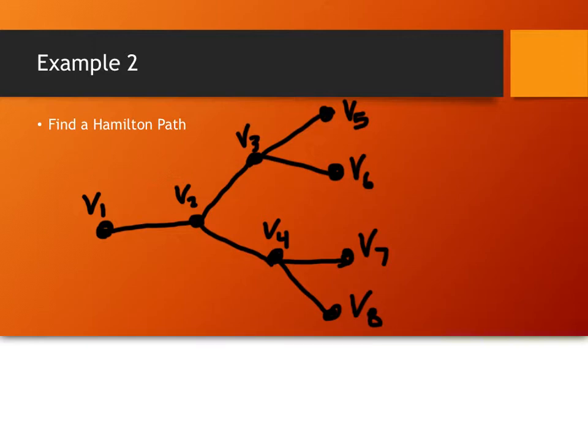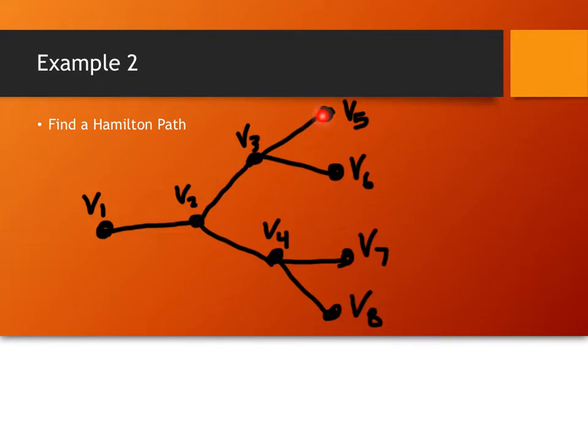Now, hopefully you've done that and you've tried some things. You may think to start at V1 again. Well, after you go to V2, you have a split off. And so if I go from V1 to V2, if I go to V3, I cannot get back to this side of the graph. If I go to V4, I can't get back to this side of the graph. So starting at V1 won't work.